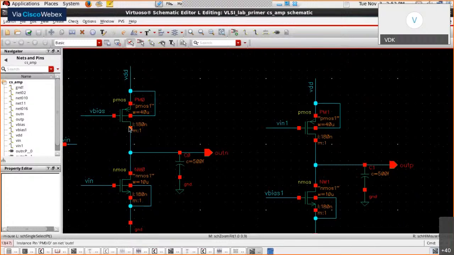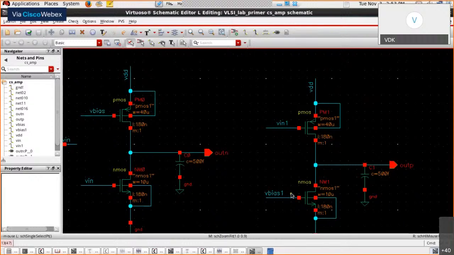On the right, we have exactly the same copy of the circuit, but we swap the input and the bias. So the PMOS in this case is working as the active device, whereas NMOS is working as the current source load on the common source amplifier with PMOS as the active device. So we are simulating both.